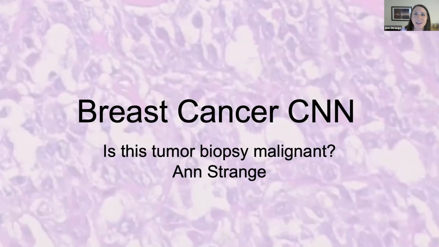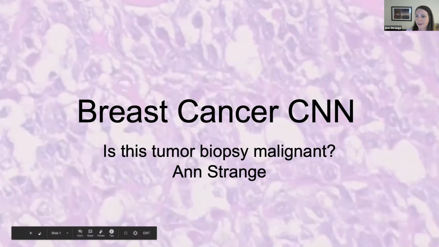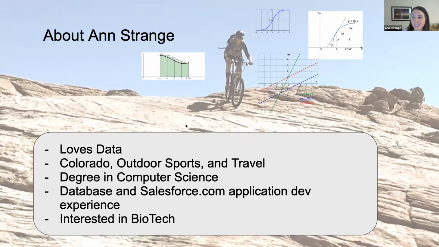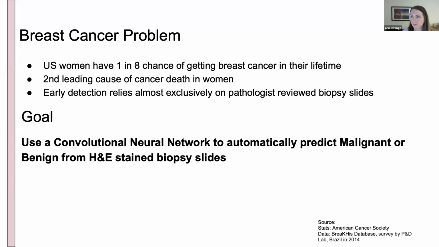My topic is a breast cancer convolutional neural network in order to determine if a tumor biopsy is malignant or not. My name is Anne Strange, and a little bit about me. I love data. I love the Colorado outdoor lifestyle. I have a background in computer science, but I'm looking to pivot towards biotech because cancer is something that has affected people close to me, and I'm excited about what the recent technology might be able to do.